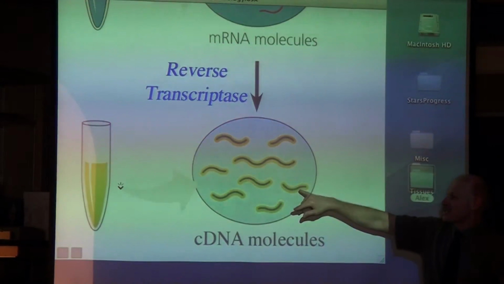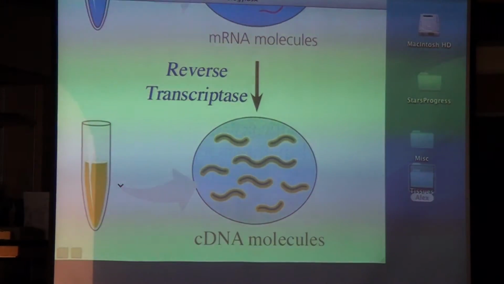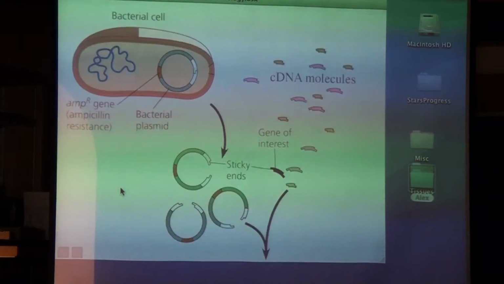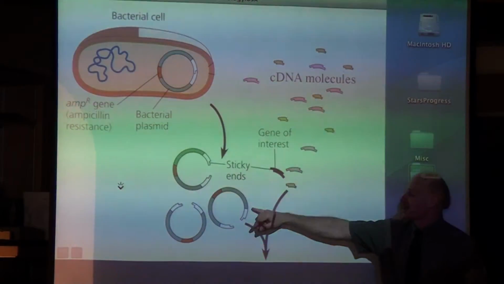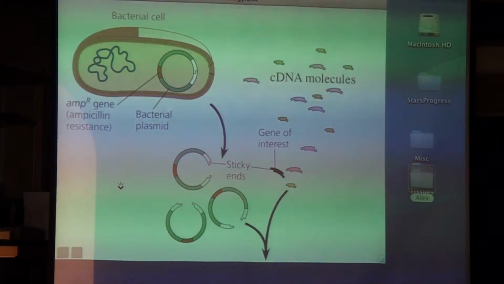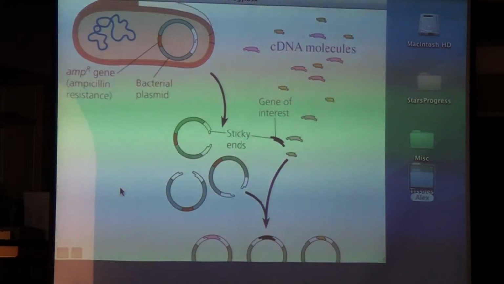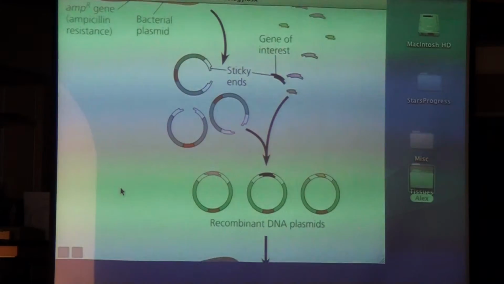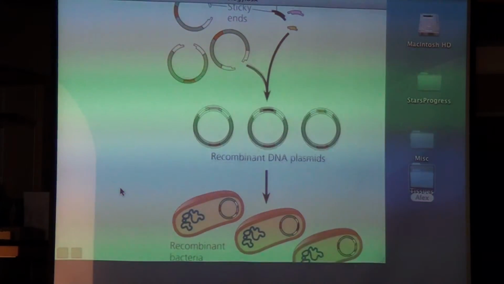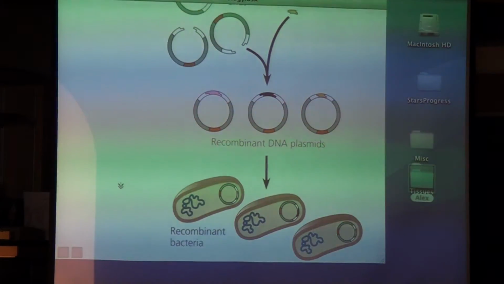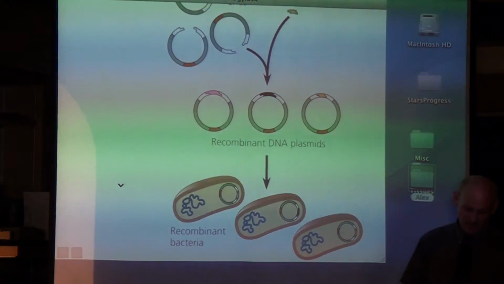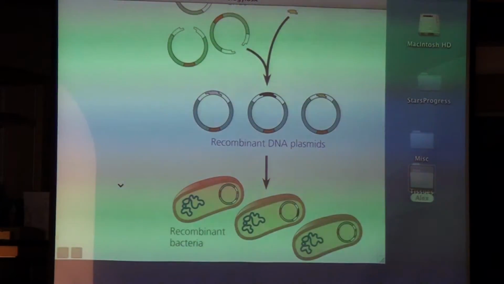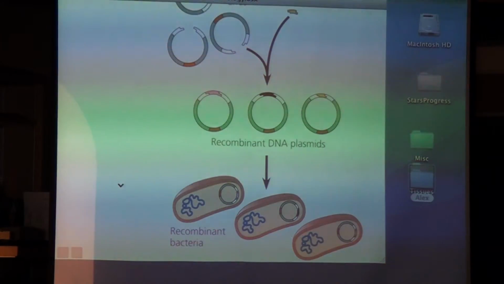And you can clone these into a cloning vector like a plasmid. And again, once they're inside the plasmid, you use the plasmids to transform bacteria, and then as the bacteria grow, the bacteria act as copy machines for the pieces of DNA that you've put inside there.